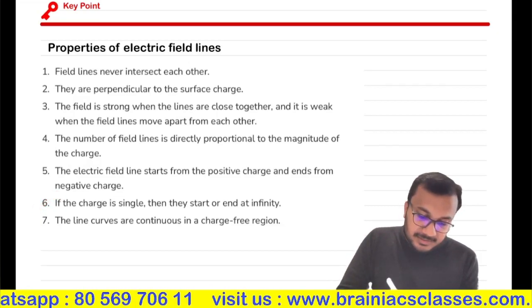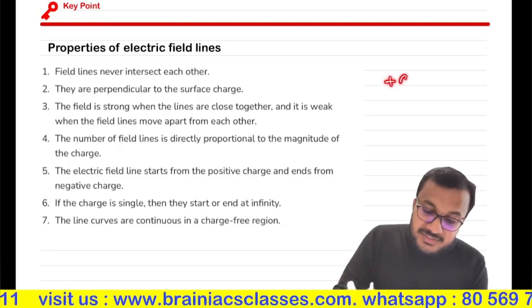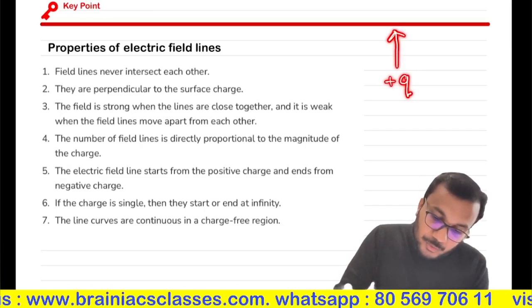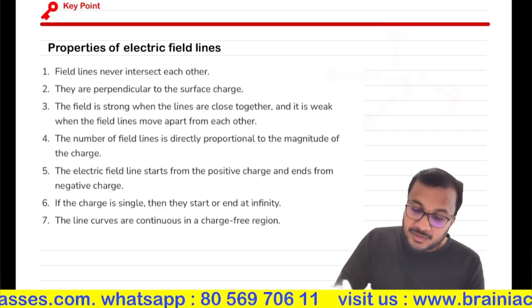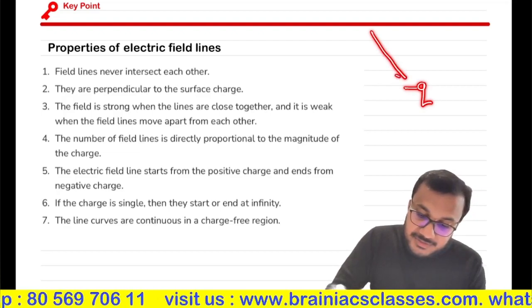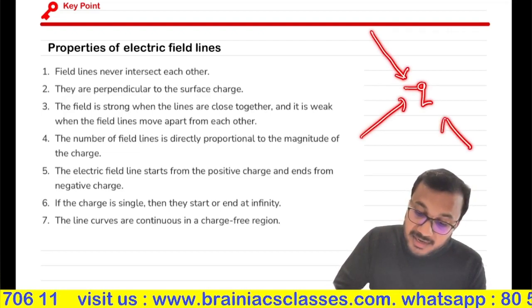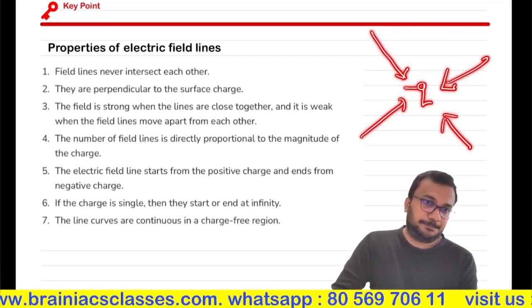And we have the sixth point. If the charge is single, then the lines start or end at infinity. If you have a single positive charge, the lines start and go to infinity because there is no ending point. If you have a single negative charge, they start from infinity and end at the negative charge. That is the sixth point.